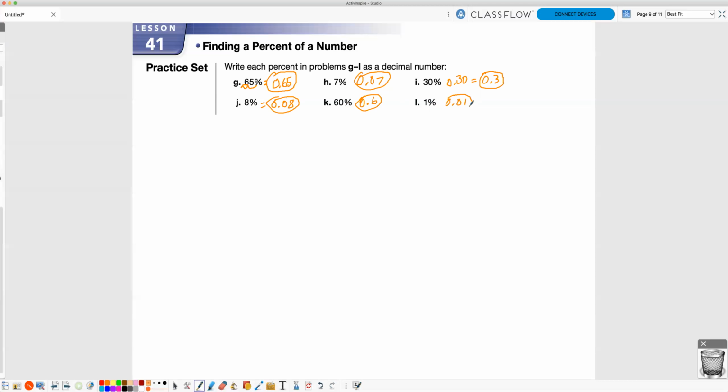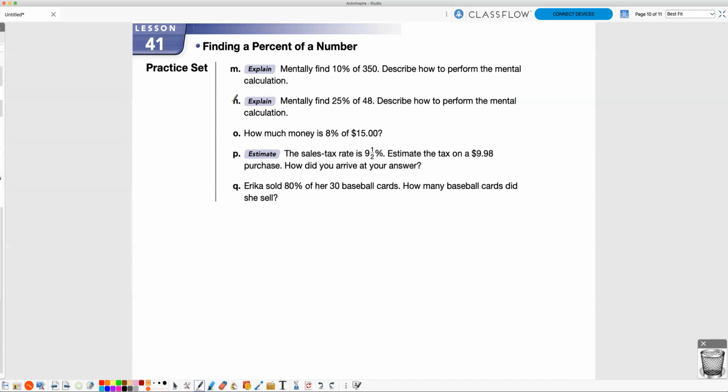should be 1/100th. Okay. Mentally find 10% of 350 and describe how to perform the mental calculation. So if I know that 10% is the same as 1/10 and I'm multiplying that, I just know that I have to divide by 10. And if I'm dividing by 10, I'm just removing 1 0 off of this or moving the decimal over. So I know the answer to this is going to be 35. And I just described your mental calculation there for you.